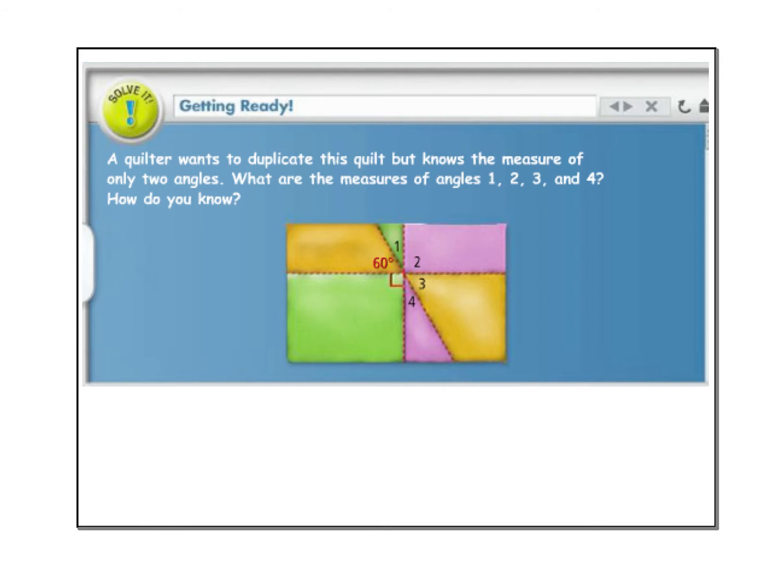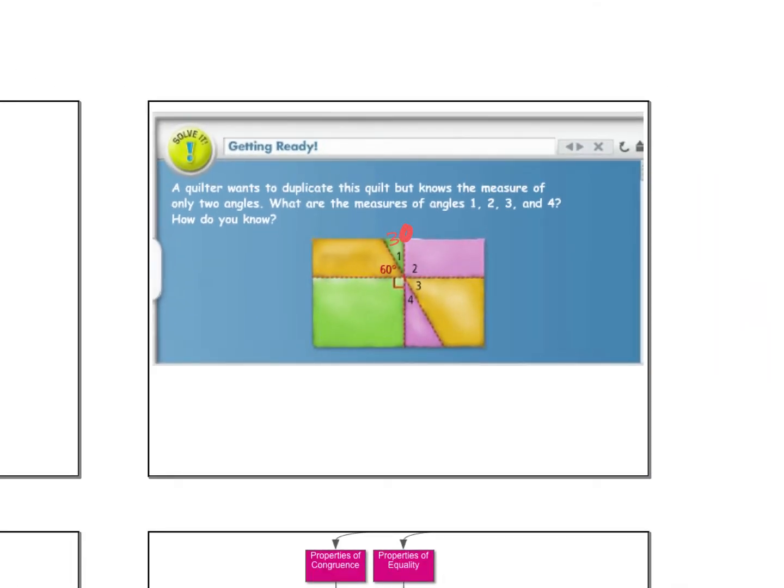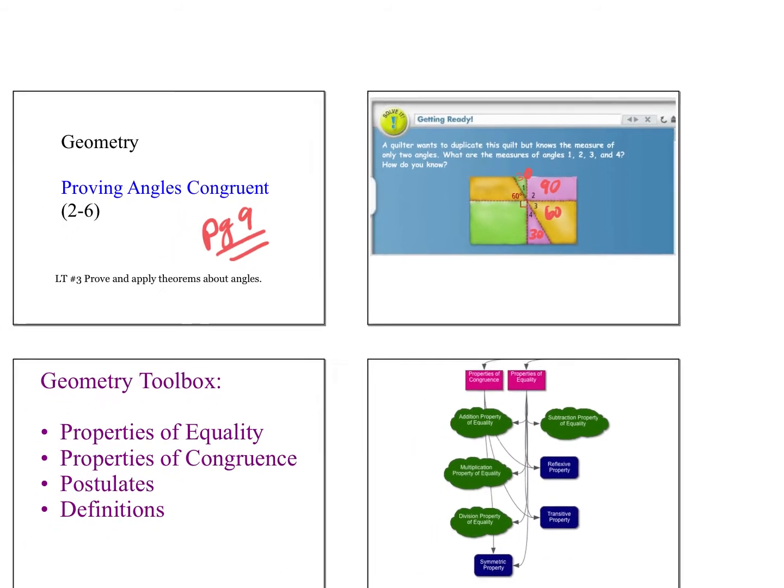Go. What's the measure of angle 1? 30. Good, 60 and 30. And so what's the measure of angle 2? 90. What's the measure of 3? 60. It's vertical with the 60. What about 4? Also 30. Very nice. So we're using a lot of the angle relationships we know.